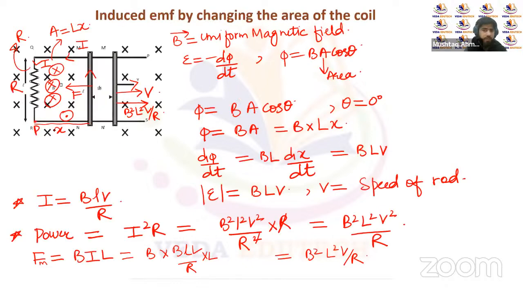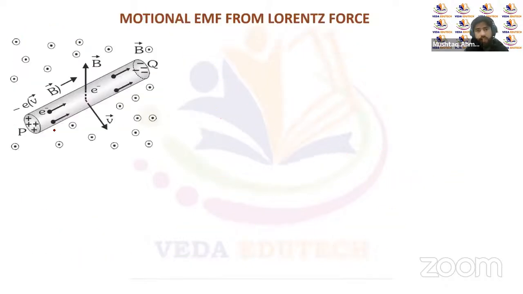Now let's try to discuss the concept of motional EMF from the Lorentz force, right? Now we'll try to understand the concept of induced EMF with the help of a force, that's the Lorentz force. You can see in this diagram, there's a uniform magnetic field B, which is out of the plane of this paper, right? B is the magnitude of this magnetic field, and you can see the velocity of this rod. The rod is moving in this field region with velocity V, and the length of this conductor, let's suppose, is L, right?